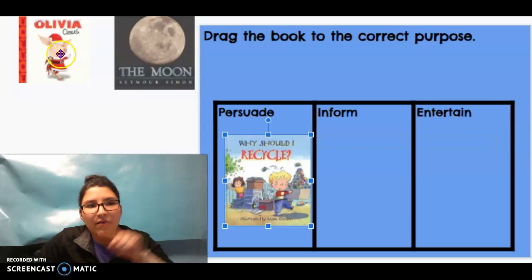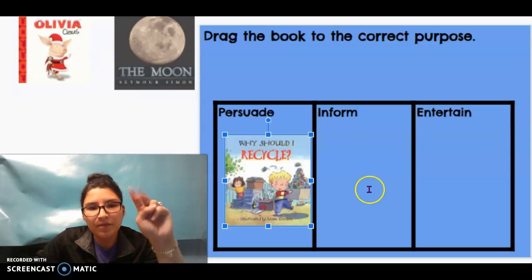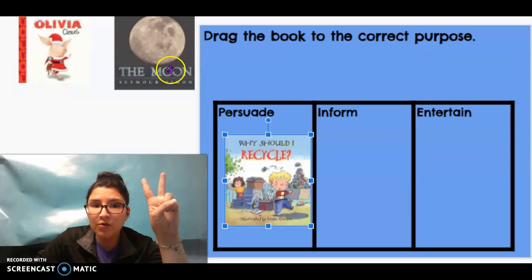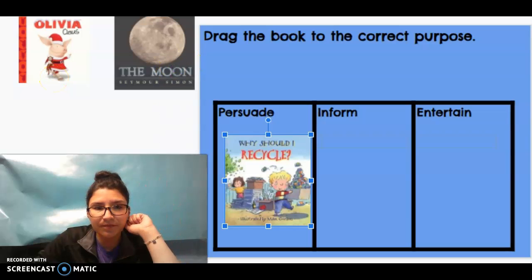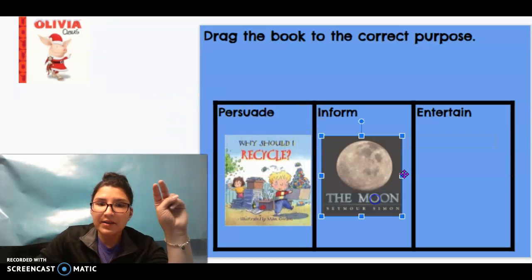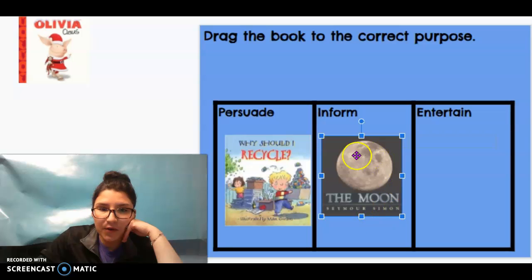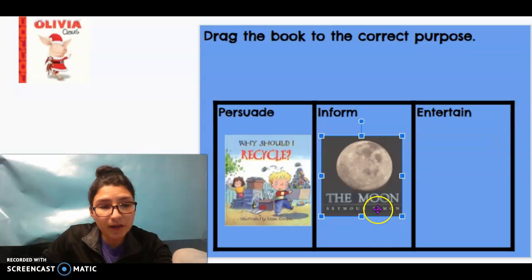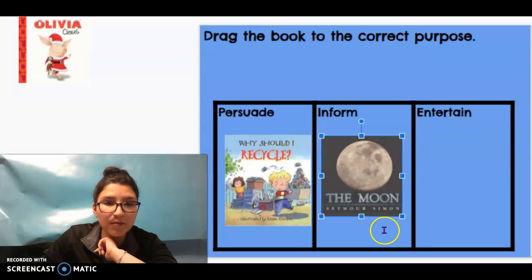Okay, so we have Olivia Claus and The Moon. Inform. Do you think it's going to be Olivia Claus or the moon? If you said the moon, good job. Now, it's the moon because in this book, and we've talked about this book before because I've used this book as an example before, the author is trying to give you real information about the moon, trying to teach you more facts about the moon.